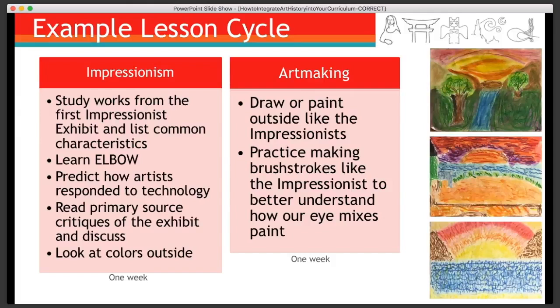This is just to show you one example of a full lesson. With Impressionism, we study works from the first Impressionist exhibit. It's called the Salon of the Rejects. Basically, they were all rejected from the main salon, and they had their own exhibit. We list the common characteristics. We learn the basic characteristics of Impressionism, which are everyday life, light, brushstrokes, outdoor setting, and weather. I didn't create that. You can Google that if you forget.